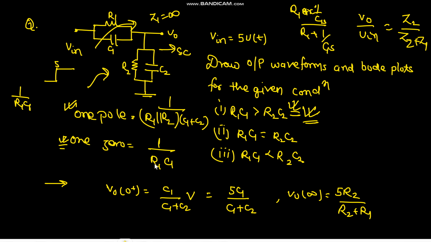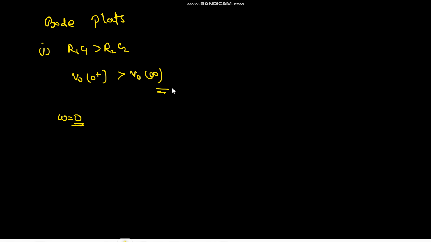But for drawing the Bode plot, we need the values of R1 and R2. Like we at least need one more relation. But that's not correct. We can really draw the Bode plot as well. So how will we draw? Now tell me one thing, at omega equals to 0, what is the output? What is the gain, AV at omega equals to 0?